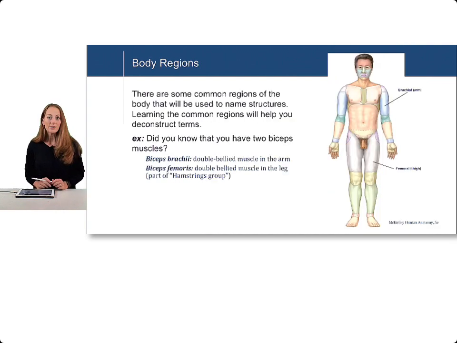I'm also going to ask you to learn all of the major terms related to the body regions. This is really going to help you as you move through your physical assessment courses and also through any anatomy course, because many things are named by body region. So you're going to see the roots of body regions in a lot of the naming of structures coming up ahead. So, for example, did you know that you have two biceps in your body?